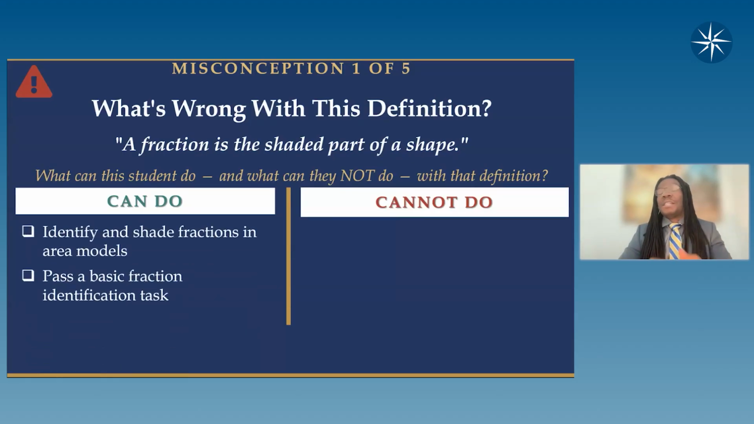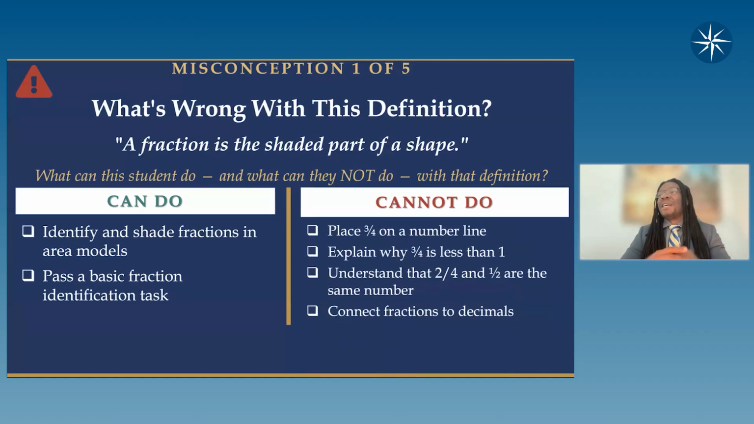So what they can do is to identify and shade fractions in area models. Area models become very important. So shading fractions is an essential skill because area models, if we were to do this workshop for an entire day, you will see area models from the time you start till the time you leave, right? It passes the basic identification of fractions. Great for that. But what it cannot do for the kids is to help them to see 3/4 has a place on a number line.